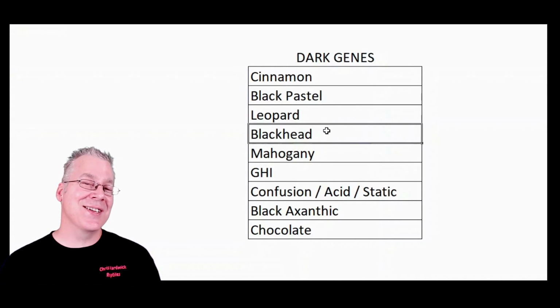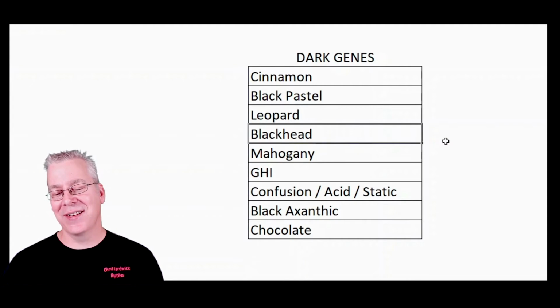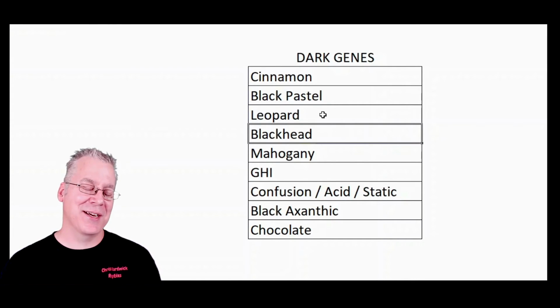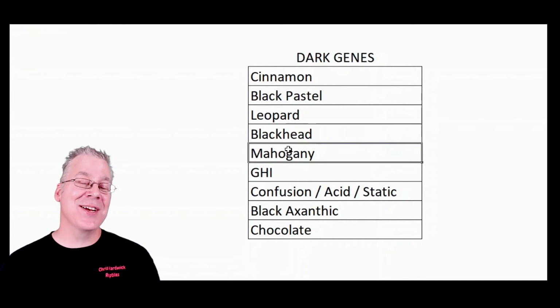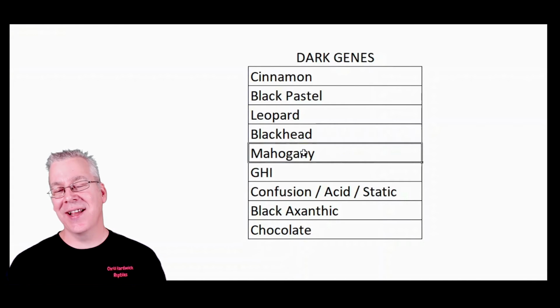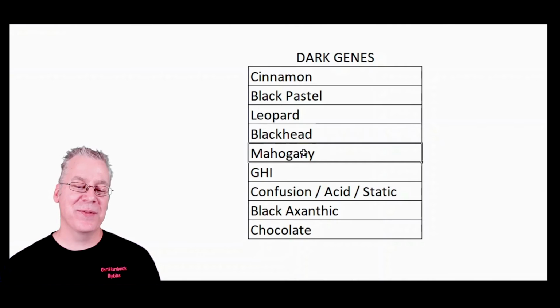Blackhead is also on the list. Blackhead is considered to be the darkest of the dark. Sometimes it can actually overwhelm the visual appearance because it can be really dark. The mahogany is also on the list, not very common. The mahogany is a really cool gene. It darkens it, and in a lot of cases it'll also give the combination a kind of coppery sheen. Pretty awesome.